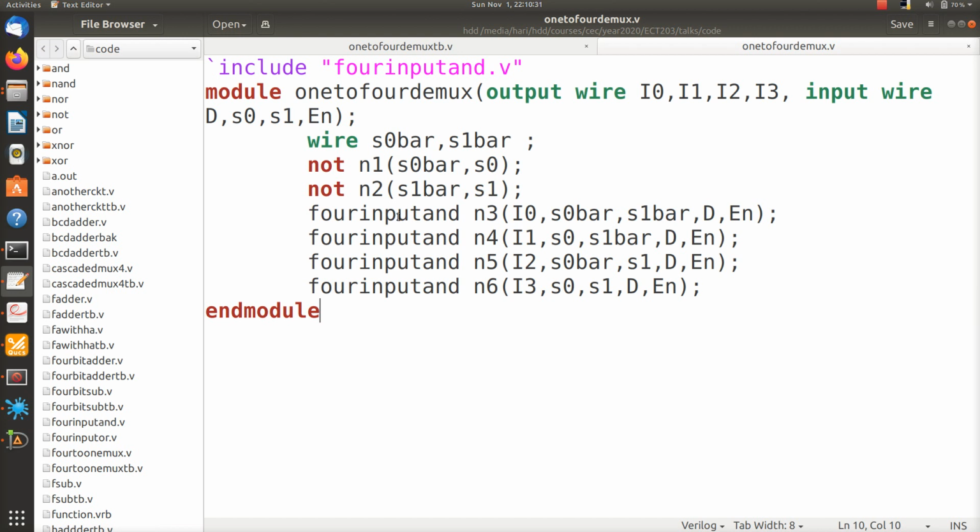Then there are 4 input AND gates. The first AND gate has an output of I0. What goes into this input? The first minterm, that is S0 bar, S1 bar, then D and enable. Next one is the 0 1 case. Its output is I1, with inputs S0, S1 bar, because it is a 0 1 configuration, and then D and enable. The next output is I2 and the last output is I3, and its inputs are S0, S1. That is the 1 1 case. D and enable go into this as well. So then end module.